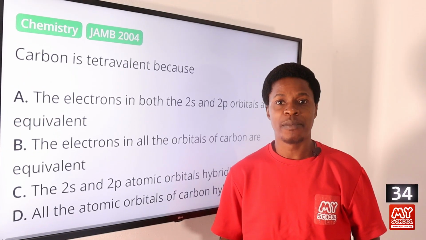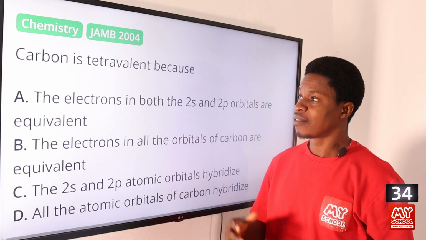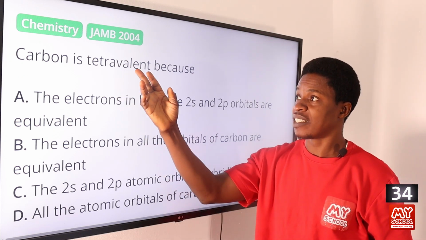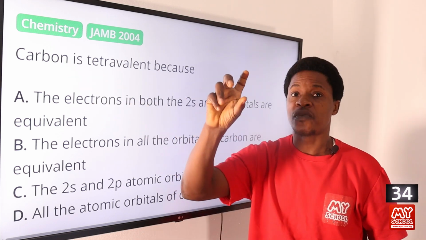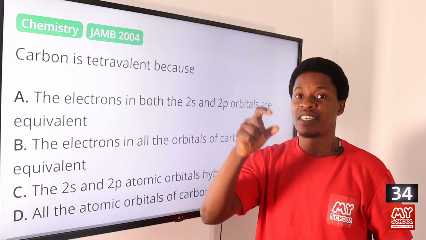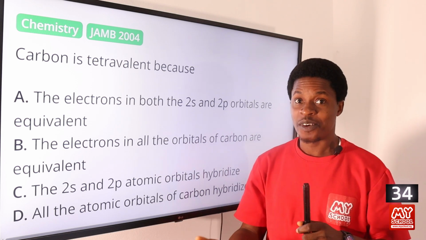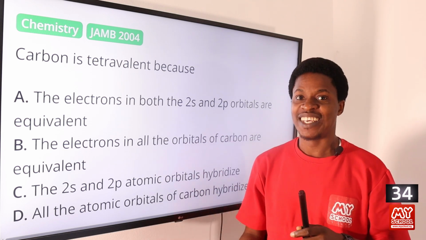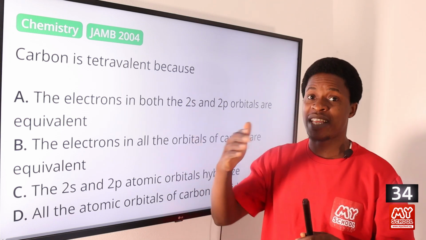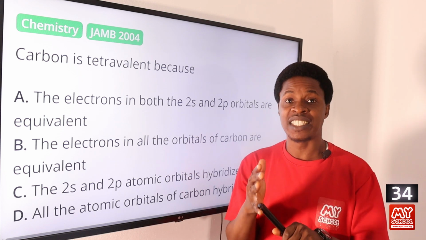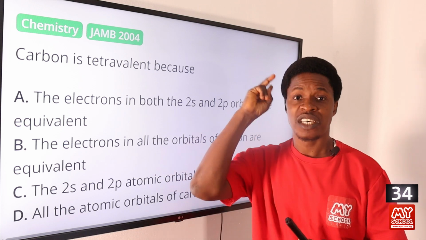Now let's move on to question number 34. Carbon is tetravalent because what? Tetravalency has to do with the ability of carbon to form 4 bonds. You know that carbon actually has 4 bonds. It's in group 4. It has a valency of 4. So it has a special characteristic of forming 4 bonds. Whether it is forming bonds in alkane, alkene, or alkyne, the bonds of carbon must always be 4.